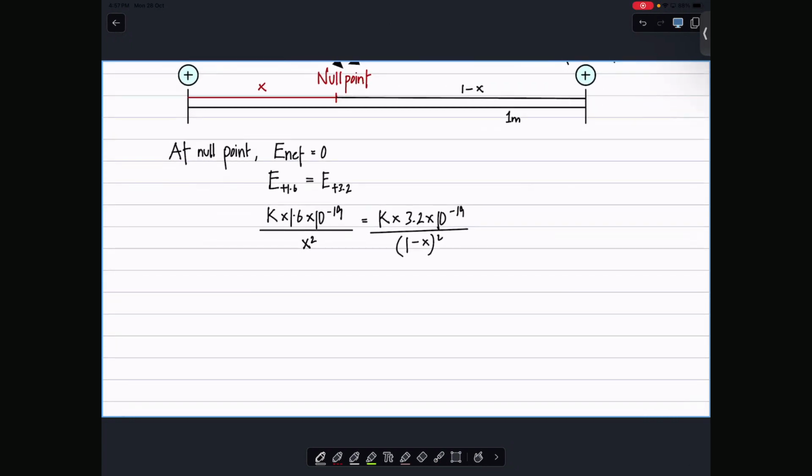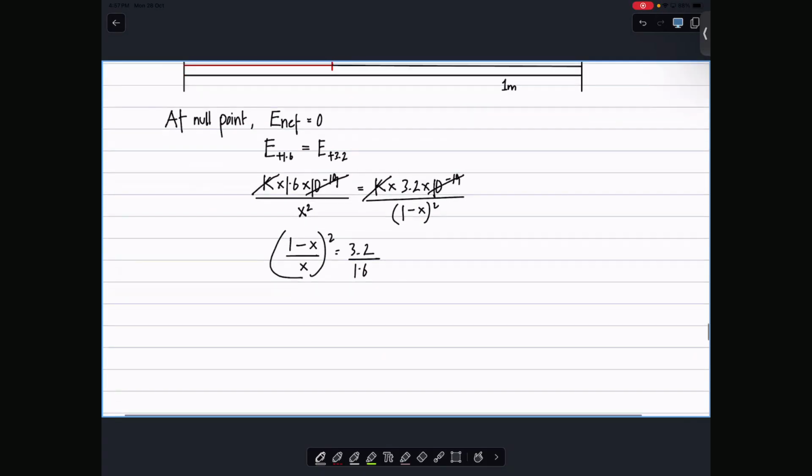So if I solve this, the k cancels out, this cancels out, so you get (1 minus x) divided by x, whole squared, is equal to how much? 3.2 divided by 1.6, right? The issue here is that whenever you take a root of a number, you get two outcomes. What are those? Plus and minus. That would actually give you two different values.